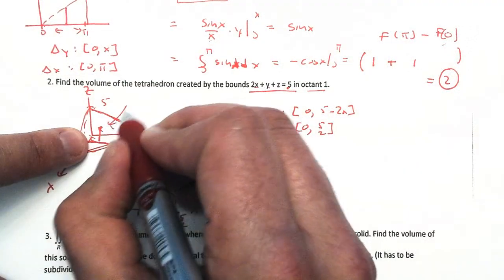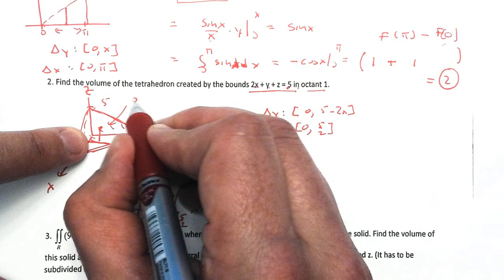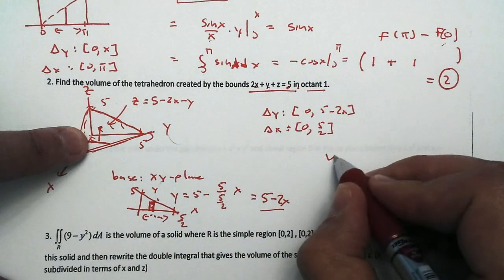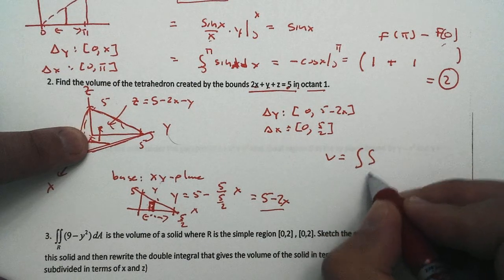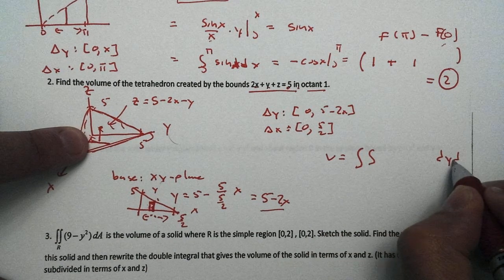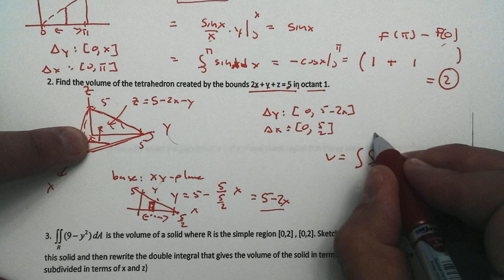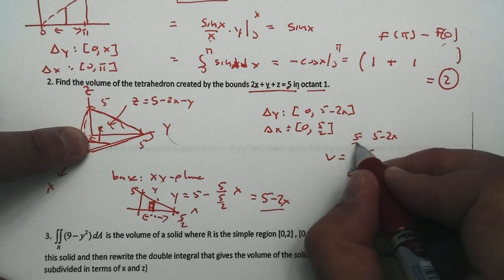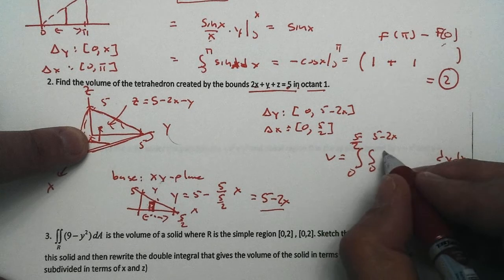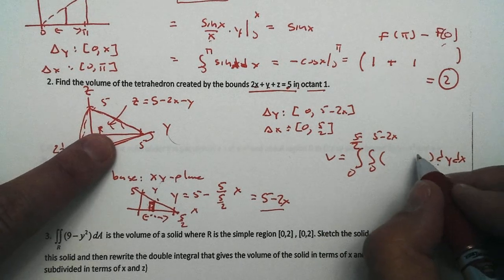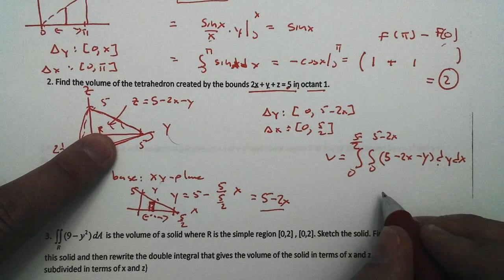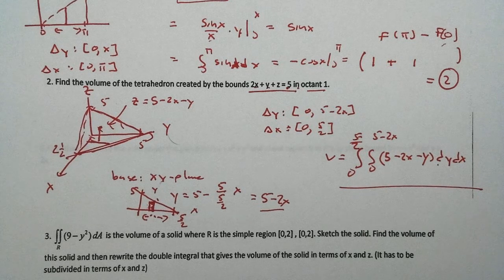So to get the equation of the surface, we can solve for z. Z, of course, would equal 5 minus 2x minus y. So to get my volume, my double integral, the area of my base, dy dx, where my y's are going from 0 to 5 minus 2x. My x's go from 0 to 5 over 2. And then my height, which is the surface itself, 5 minus 2x minus y. And that will give us the volume of our tetrahedron right there.